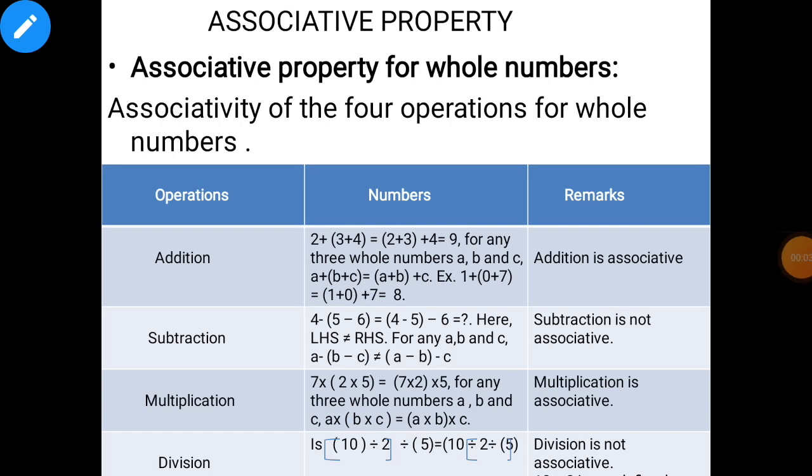Good morning everyone. Today I will teach about associative property. First I will explain associative property for whole numbers under 4 operations.